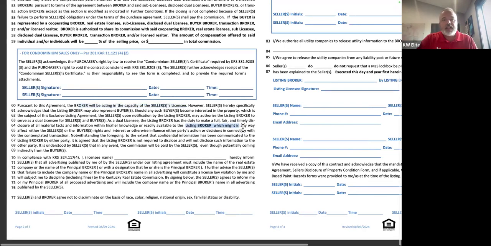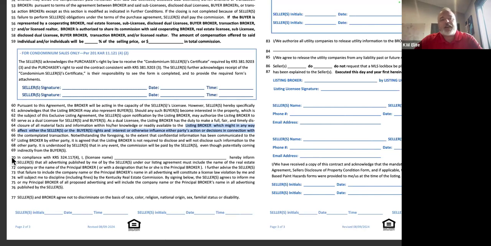So it says right here, listing broker, which may act in a way that will not interfere with either party's rights, interests, or otherwise influence the party's actions or decisions connected with this transaction. So it just basically says that, hey, I'm going to treat everybody fairly. I'm not going to disclose to the buyer or the seller any information that would put them in an adverse situation or put them at a disadvantage. You have to treat everybody fairly.